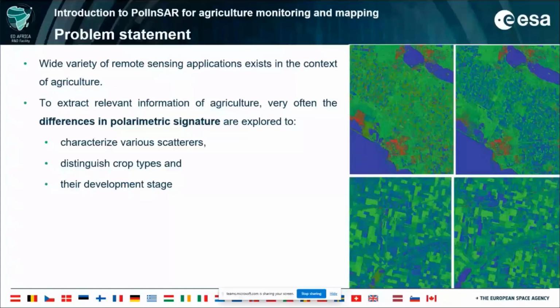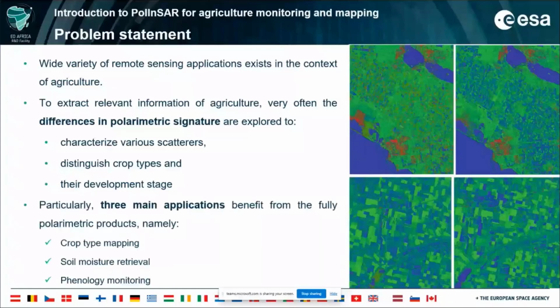Particularly, there are three main applications that benefit from the fully polarimetric products, namely crop type mapping by means of supervised or partially unsupervised classification schemes. Different crop types can be classified in PolInSAR images, provided that they exhibit different polarimetric signatures as a result of different physical properties. Then also we can use it for soil moisture retrieval.